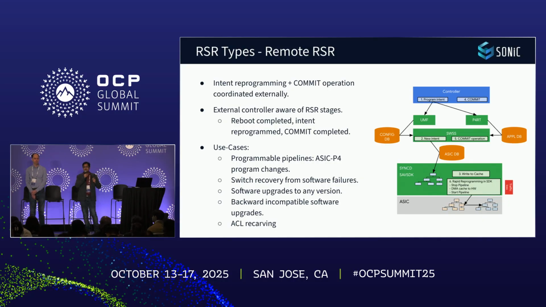So this remote RSR is actually a superset of local RSR, where you can perform ASIC P4 program changes, but now you can also recover from general software failures, because there is a minimal amount of checkpointing done by the software itself. Now, not just SDK failures, but software failures can also be recovered. This can be used to perform software upgrades from any version to any version, and also backward compatible upgrades. Jason talked about ACL redefinition. So ACL recarving can be done through remote RSR, where the new ACL definition is pushed and the commit is performed.